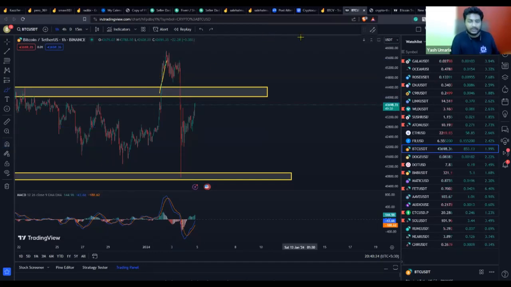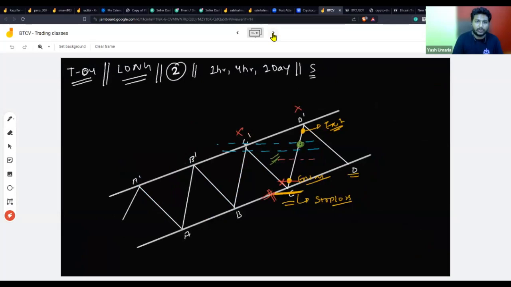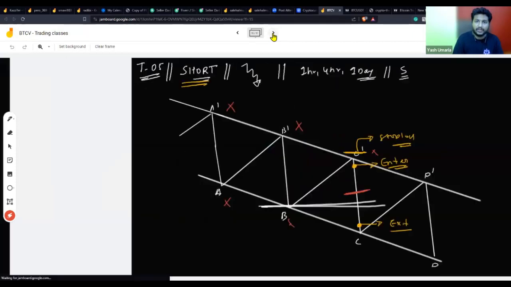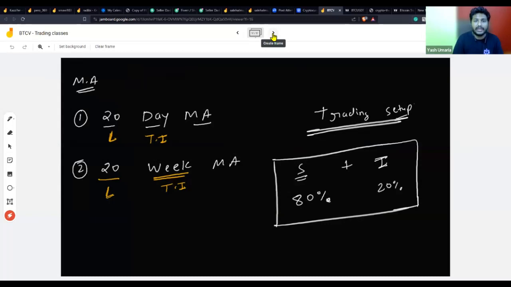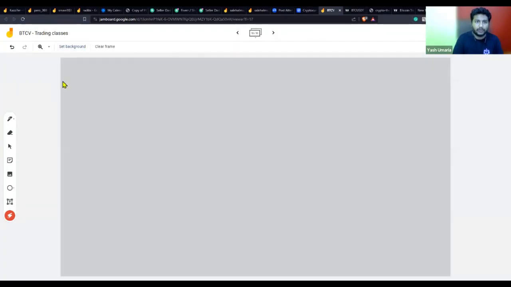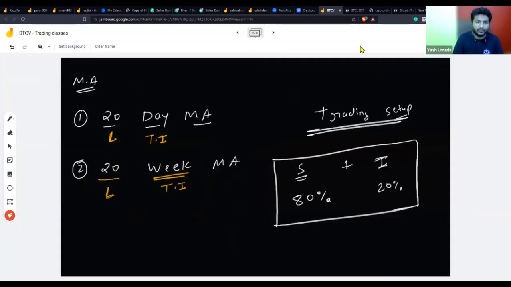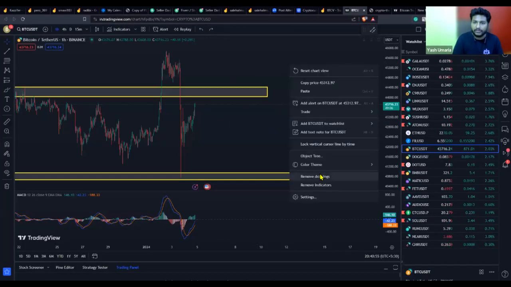Let me just give you a little bit of a recap. We talked about this, and we also talked about long positions, which basically means an uptrend channel trade, and a downward channel trade, trading setup 05. Then we talked about the 20-day moving average and the 20-week moving average. I think we talked a little bit about that. Today we will again talk about the 20-day moving average itself. Great. Now let me remove everything from the screen.